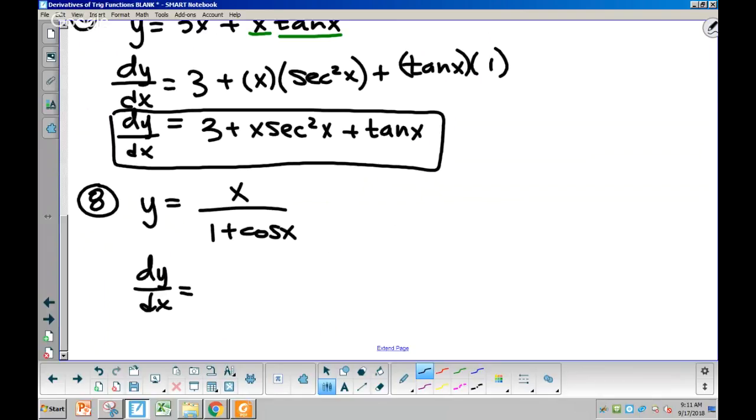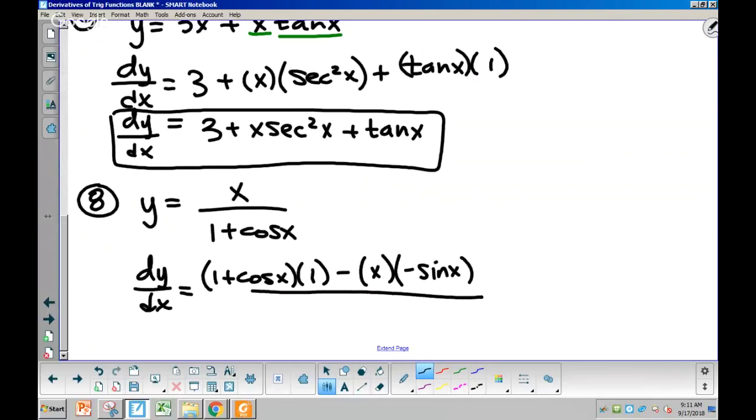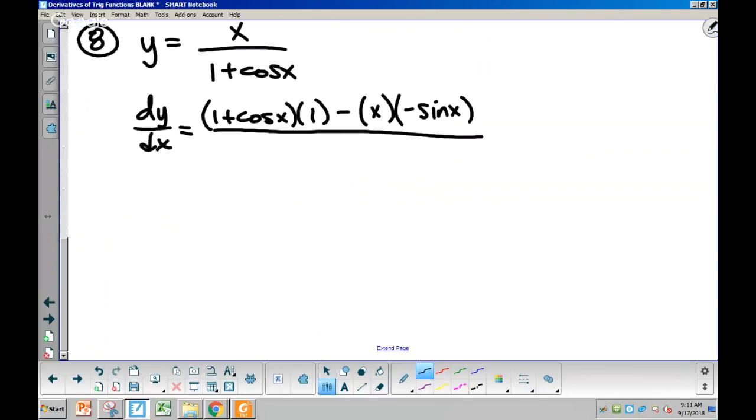Well, what rule must I use here? The quotient rule, that's right. So ho is 1 plus cosine x, d high, which is 1, minus high, which is x, d ho, which is the derivative of 1 is 0. The derivative of cosine is negative sine x. Good. All over 1 plus cosine x, quantity squared.